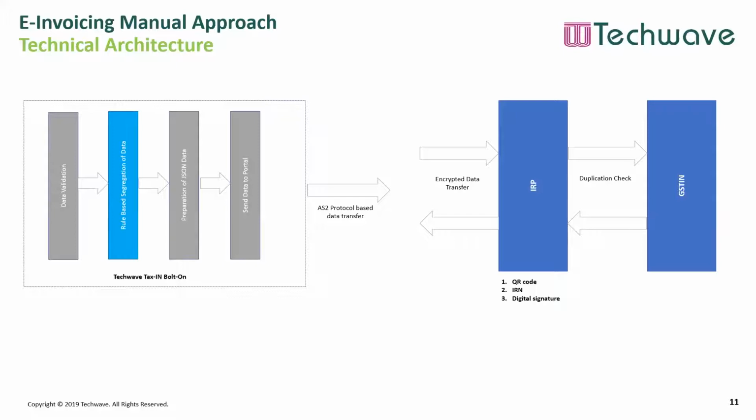Rule-based segregation of data is a rule engine which segregates the data, from B2B to B2C or export invoice, so that the system is aware of what kind of data has to be sent to the government portal and which data does not need to go. It prepares the JSON, sends it to the portal and receives the data back. The bolt-on uses your AS2 protocol-based data transfer, which is already encrypted. The bolt-on sends the data only up to the IRP, and post IRP it is the IRP portal's responsibility and they take care of the solutions.